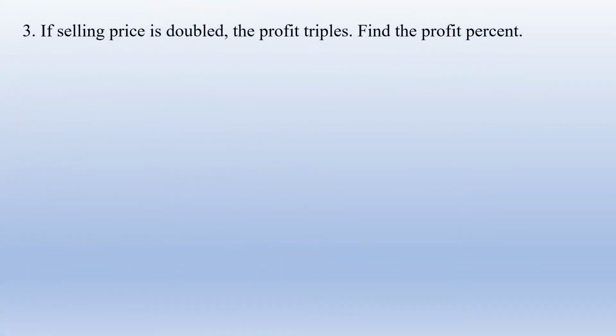Question number 3. If selling price is double, the profit triples. Find the profit percentage. Options: A, 66 2 by 3; B, 100; C, 105 1 by 3; D, 120.